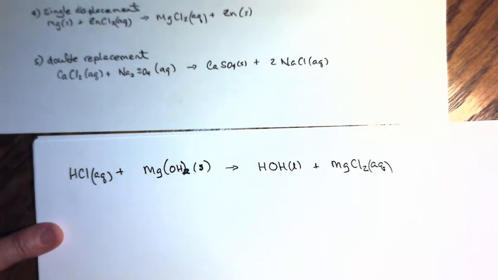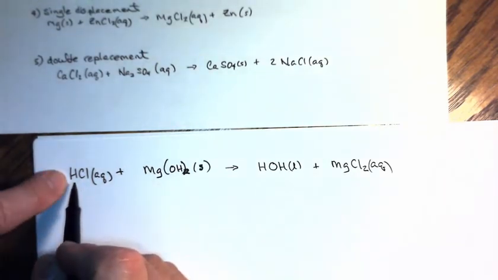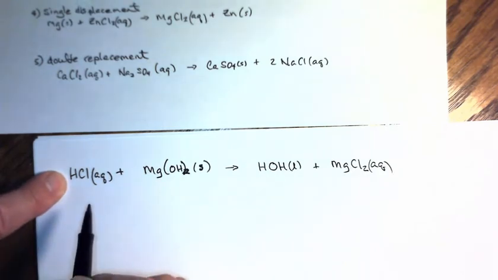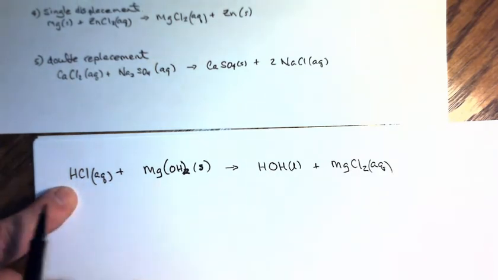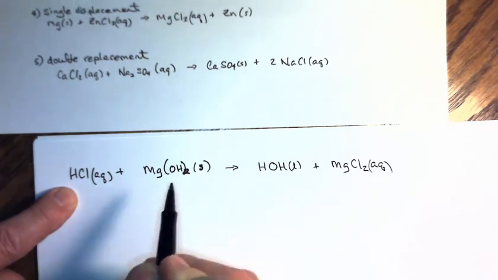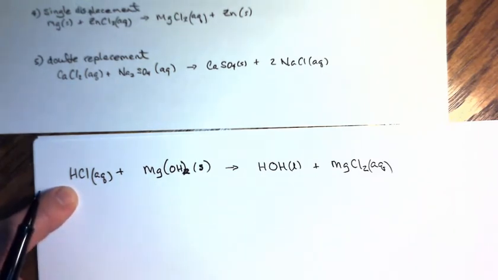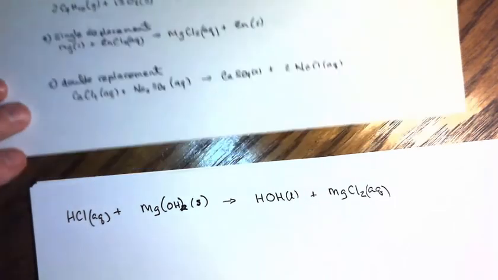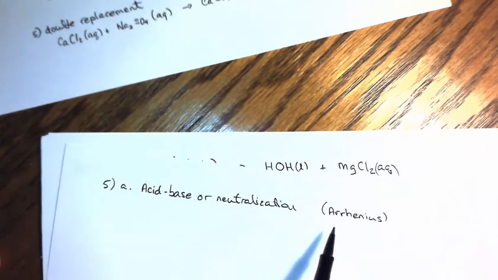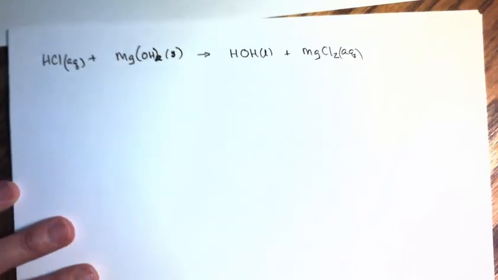Well, now we got to balance the equation. This is an acid-base reaction because we're reacting an acid with a base. And what's happening is the acid is neutralizing the base, and the base is neutralizing the acid. So bases always neutralize acids, acids always neutralize bases, hence the other name, neutralization. Okay? All right, so balance the equation.